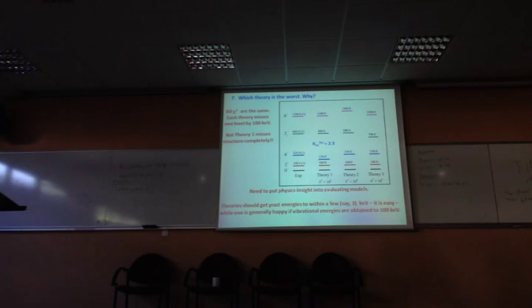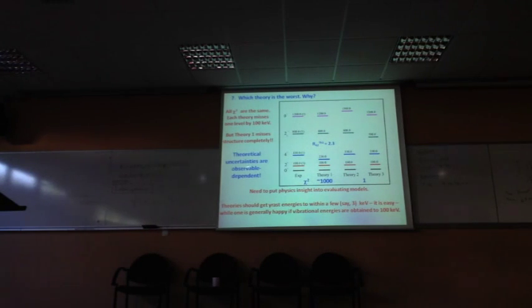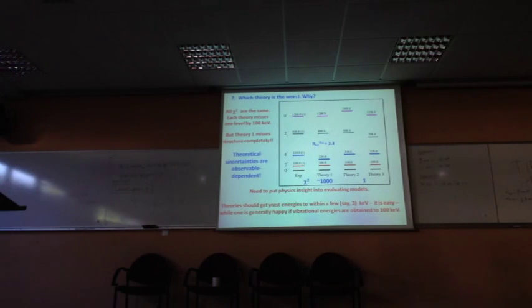And there's another message. The theory should get the rotational energies to within a few kilovolts. It's really easy. Lots of models will give you that. And you're generally happy with these vibrational energies if you're within about 100 kilovolts. If you put those theoretical uncertainties in, you get 1001. The important message is that theoretical uncertainties are observable dependent. So in the previous slide, we took 10 kilovolts flat out for all the theoretical uncertainties. Here, we have one theoretical uncertainty for the rotational levels, namely 3 kilovolts, and another for here, 100.